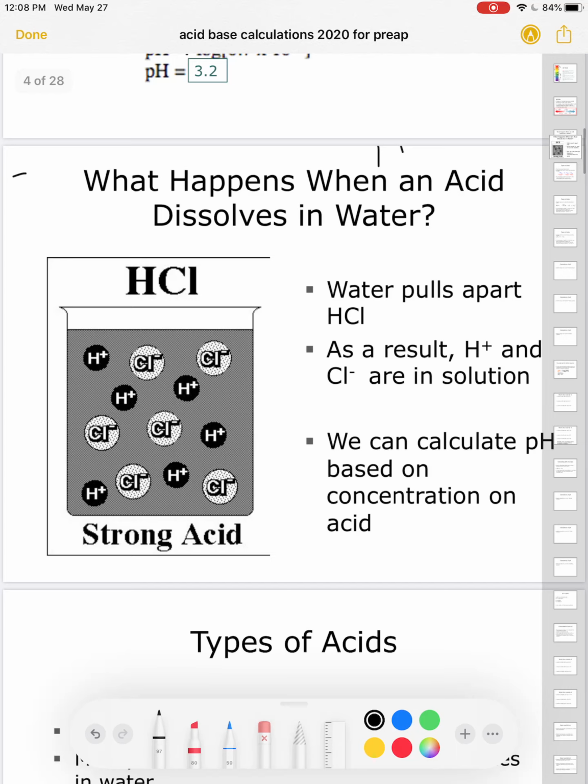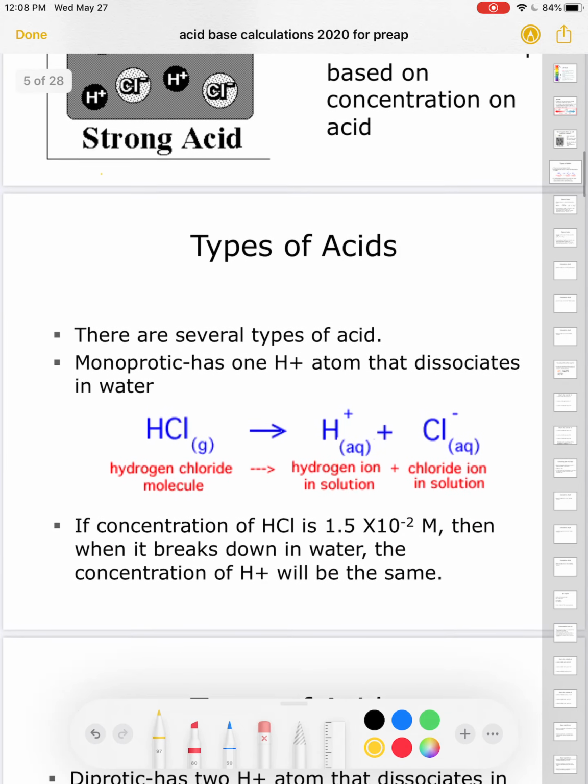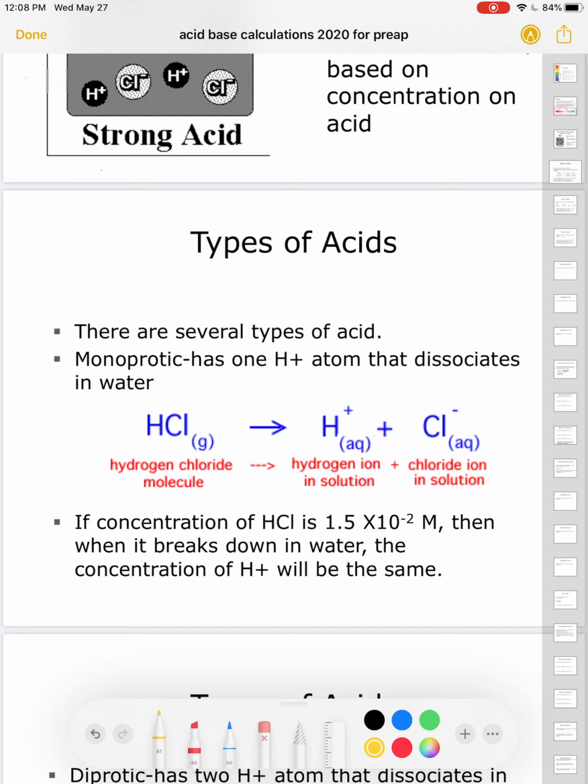So when you put an acid in water, the acid is separated by the polar water molecule. It's going to pull apart the ions. It's going to pull the hydrogens away from the chlorines if you've got something like hydrochloric acid. So we can use the concentration of our acids to help us figure out how basic or acidic our solutions are. There are several different types of acids, and it depends on how many hydrogens are present to balance off the anion.